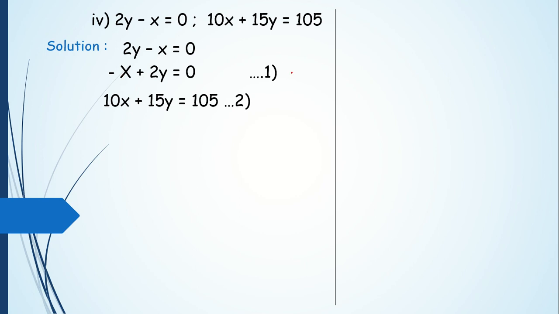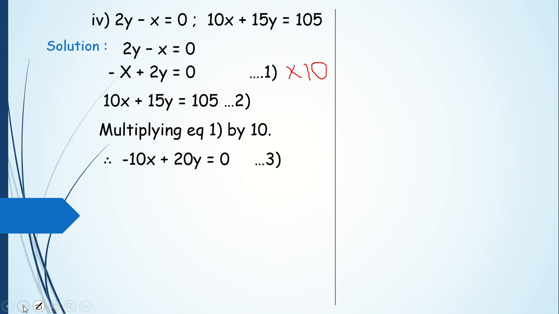Now here 10x and minus x. So this equation number 1 we have to multiply by 10. We will say multiplying equation number 1 by 10. Why? Because here we have minus x, so we will get minus 10x, and plus 10x will get cancelled. So let's see how we do that. Multiplying equation number 1 by 10, that's minus 10x plus 20y, equal to 0. 10 into 0 is 0, because 10 2s are 20. Now this is equation number 3 and this is equation number 2.